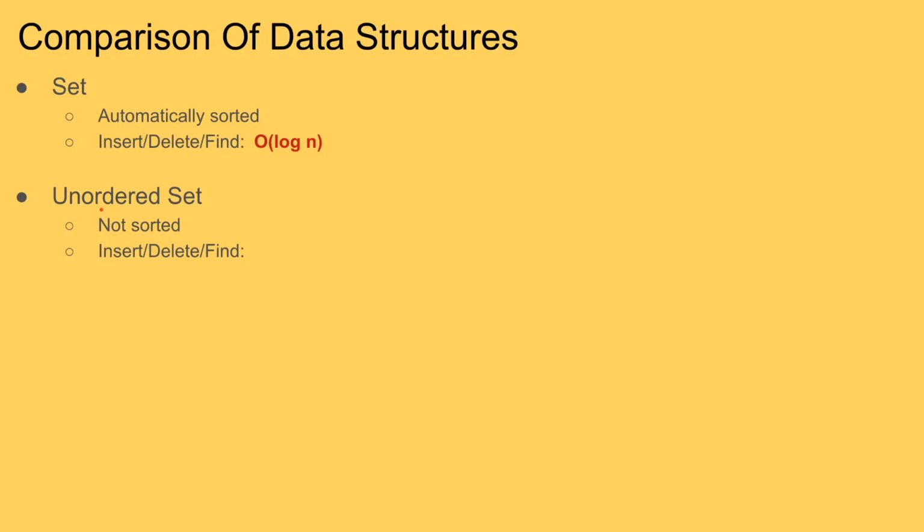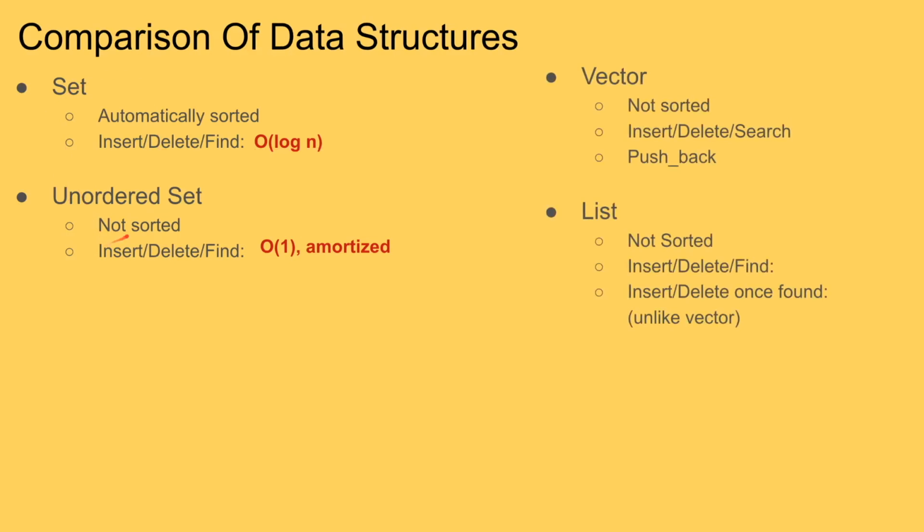An unordered set, on the other hand, is not sorted, and insert, delete, or find will take O(1) amortized. If you don't know what amortized is, you can watch my video on amortized analysis. It's not that important for this talk. Rather than set or unordered set, if you go with vector or a list, a vector is not sorted. Insert, delete, or search would take O(n). If you just want to push something at the end of the vector, that would take O(1) amortized.